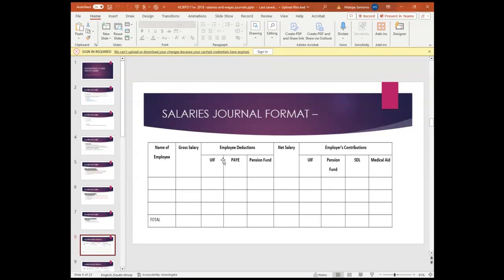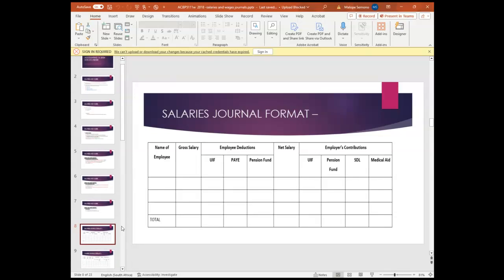Now you can see PAYE here. PAYE means pay-as-you-earn, the tax. So remember, only the employee pays the tax. The employer cannot pay tax on your behalf. That's why you will never find PAYE under the employer, you only find it under the employee, because the only person who's going to pay tax on their salary is the employee. Does that make sense? Yes, sir. Okay. Are you okay with the format for the salaries?